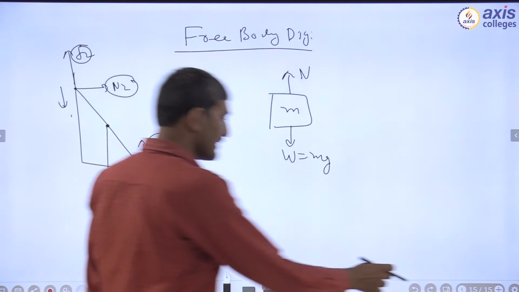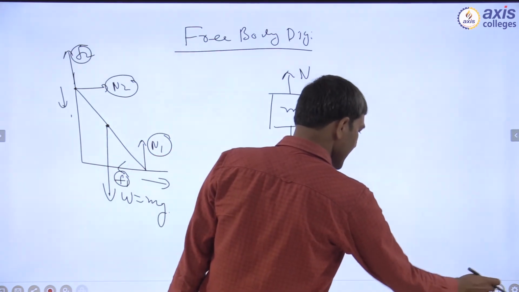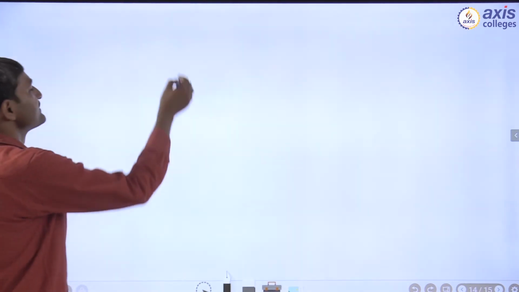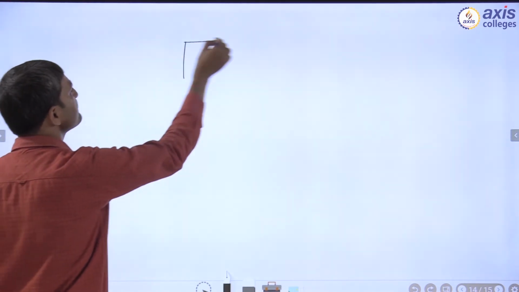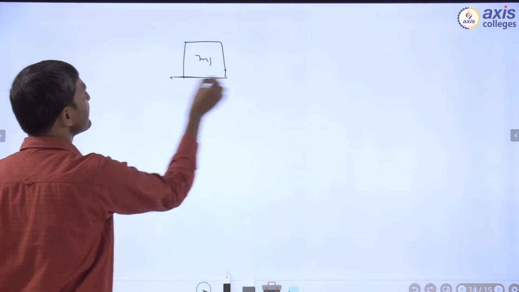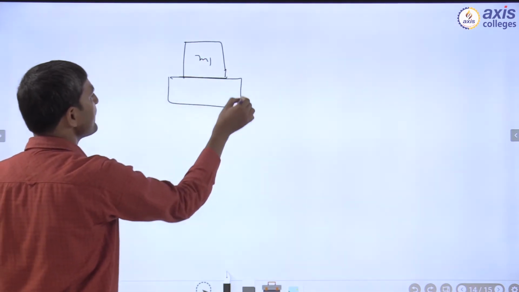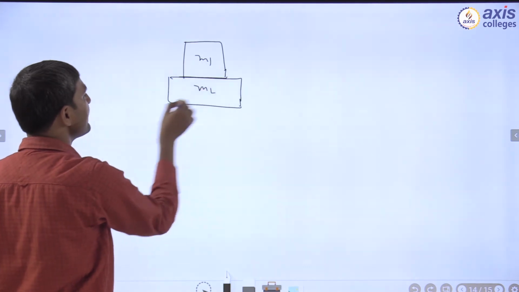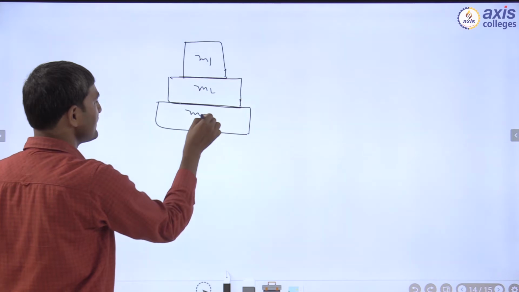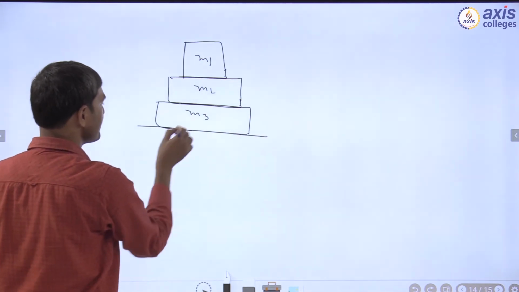Now, to understand this thing, let us make another example. In another example, let us take an example here. I have three objects: the first of mass m1, the second of mass m2, and the third of mass m3. And this third object is on the ground.